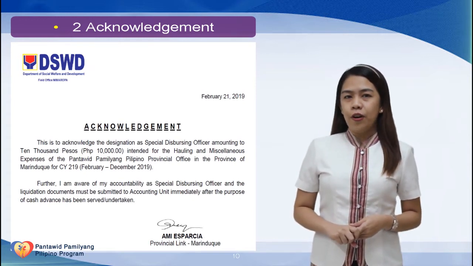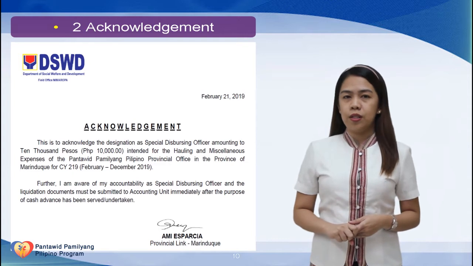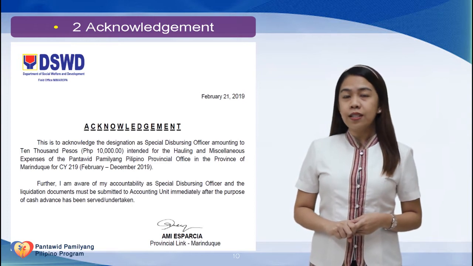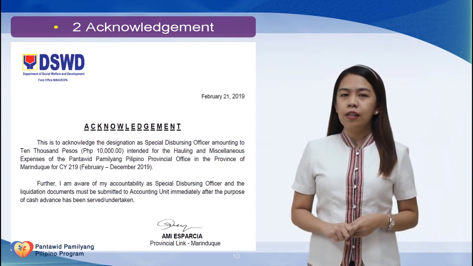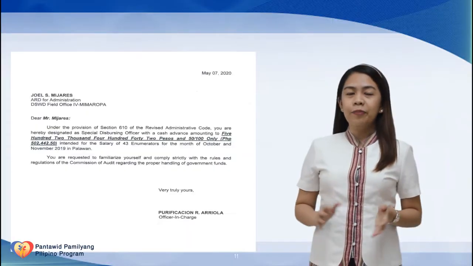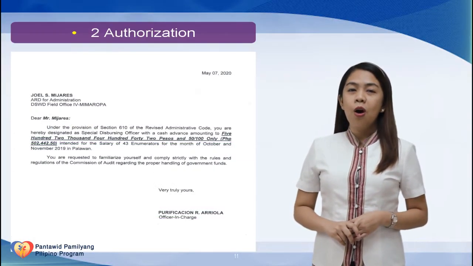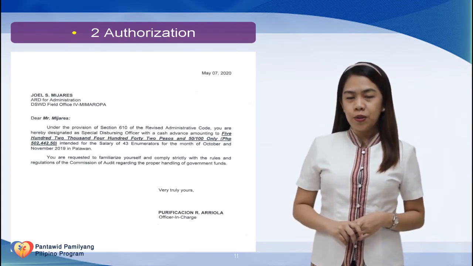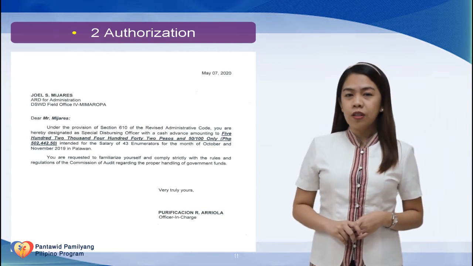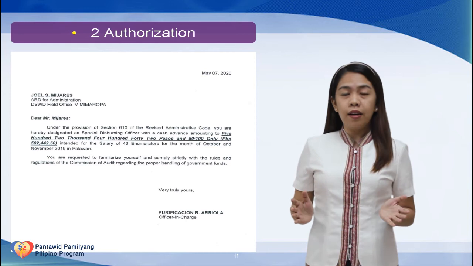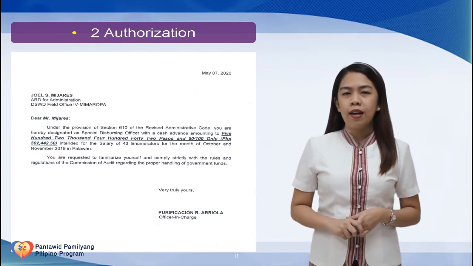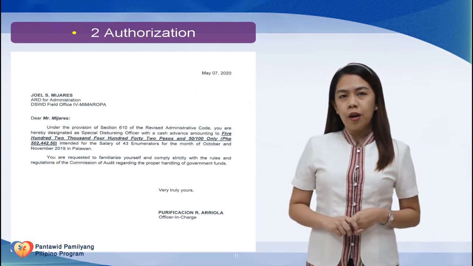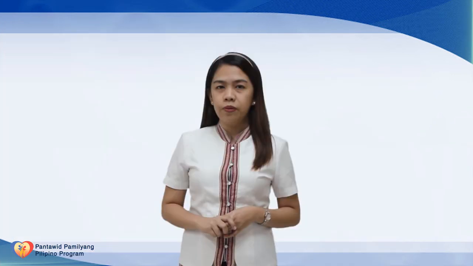This is intended for advances from a Special Disbursing Officer to acknowledge the request of cash advance and be aware of his or her accountability as a Special Disbursing Officer. Lastly, 2 copies of authorization, 1 original copy and 1 photocopy. This document is used to designate an employee as Special Disbursing Officer and to familiarize him or her with compliance with the rules and regulations of the Commission on Audit regarding the proper handling of government funds.